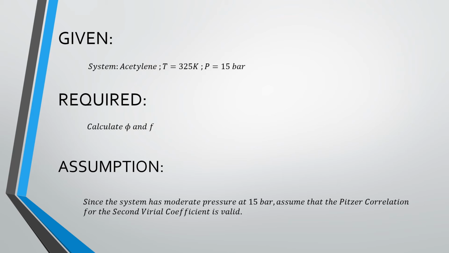In this problem, we want to calculate for the phi and fugacity of acetylene at 325 Kelvin and 15 bar using Soave-Redlich-Kwong equation of state. We assume that since the system has moderate pressure at 15 bar, the Pitzer correlation for the second virial coefficient is valid. We are required to compare the results from SRK to values obtained from an appropriate generalized equation.